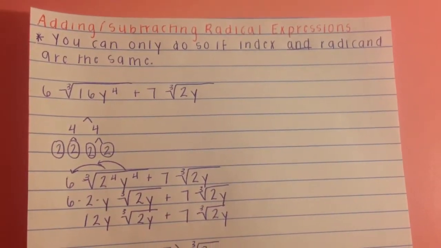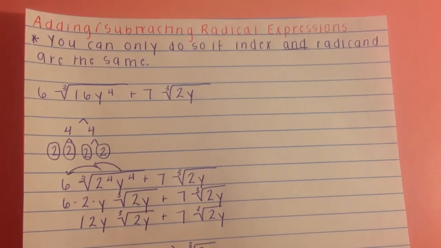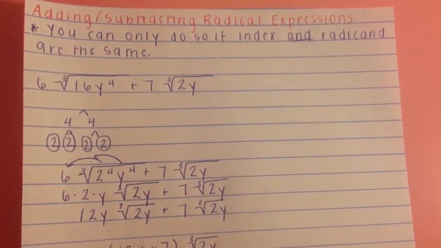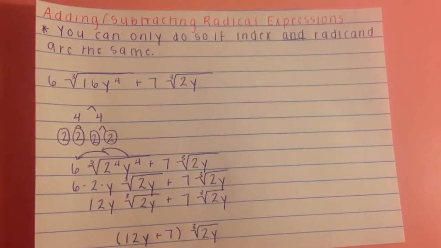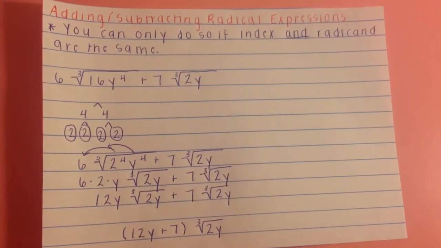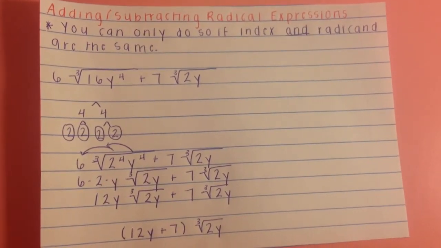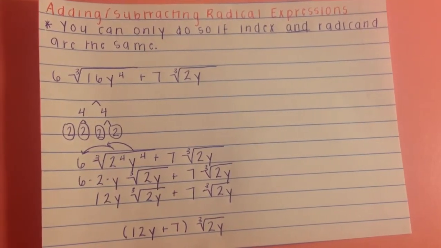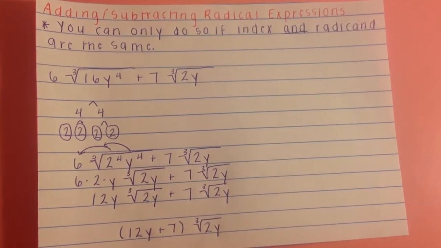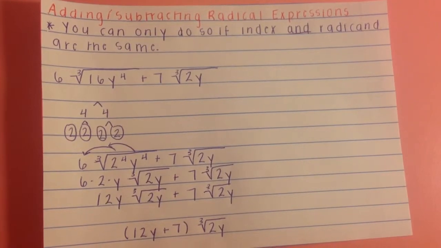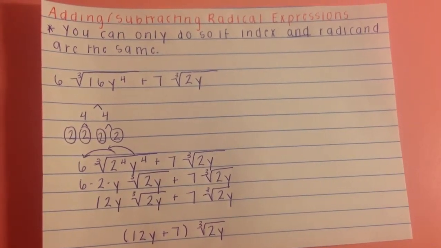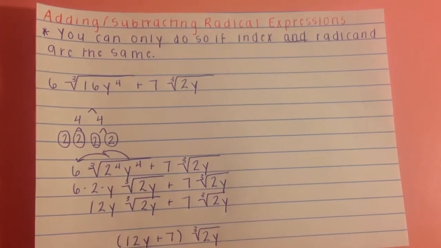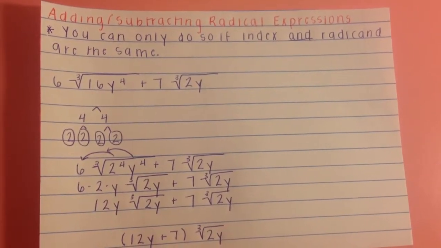Next, we'll look at adding and subtracting radical expressions. Now you can only add and subtract if the index and the radicand are the same. A simple mistake that a lot of people might make is just assuming that the radicand isn't the same, like in this expression, 6 times the cube root of 16y to the 4th plus 7 times the cube root of 2y. Now, although 16y to the 4th and 2y are different, we can simplify 16y to the 4th and end up with the same radicand.